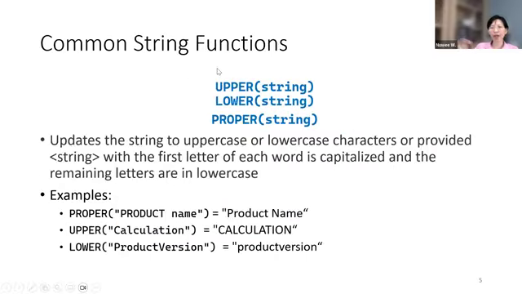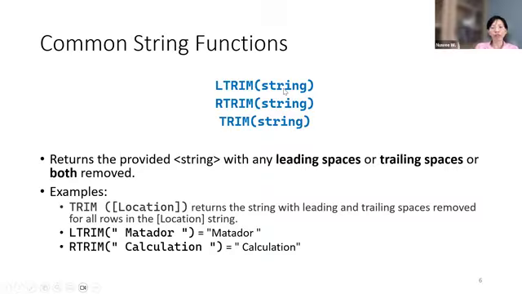Upper, lower, and this is very straightforward. Upper converts to upper case. Lower converts to lower case, right? Proper converts to proper case, which means the first letter will be capitalized and the remaining letters will be lowercase. LTRIM, left trim, and RTRIM, right trim, will trim or remove spaces. Left trim removes leading space, right trim removes trailing space. If you use trim, it will return the string with both leading and trailing space removed.